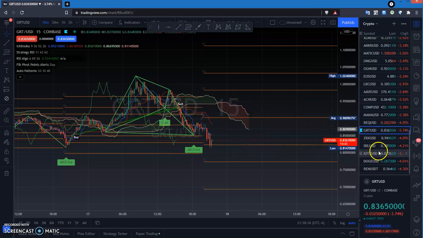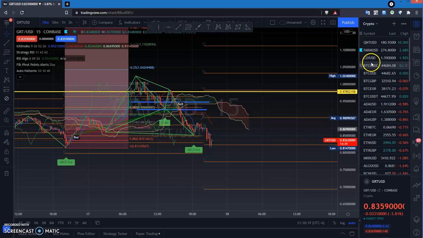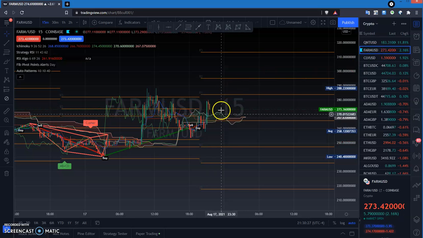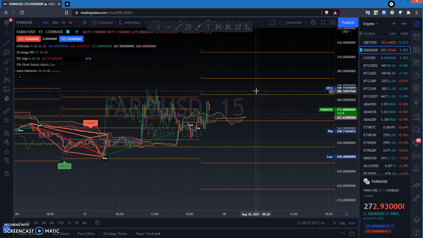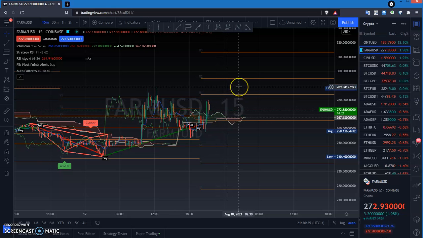But Ren started dropping, so then I got out of that. I hopped into Farm. I'm in here. I got in about right there. It's the same area, this general area. What's this? 272, somewhere around there.